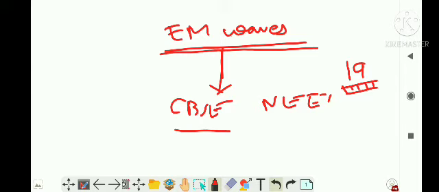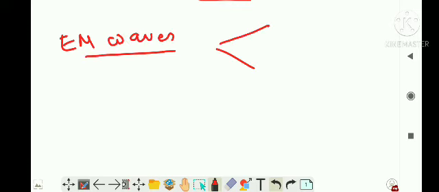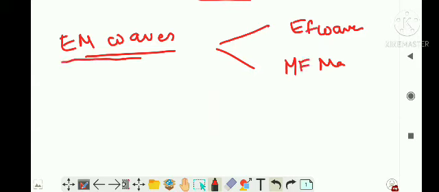Okay, so as we start with EM waves, the first question is, what do you mean by EM waves? From the name itself, it suggests it's a combination of electric and magnetic waves, or I can say electric field and magnetic field. When we have a combination of both electric field and magnetic field, we see them in a waveform. Hence the combination of electric field and magnetic field is known as electromagnetic waves.